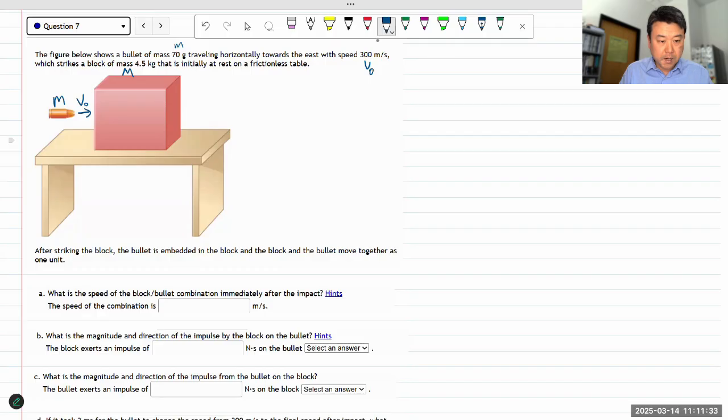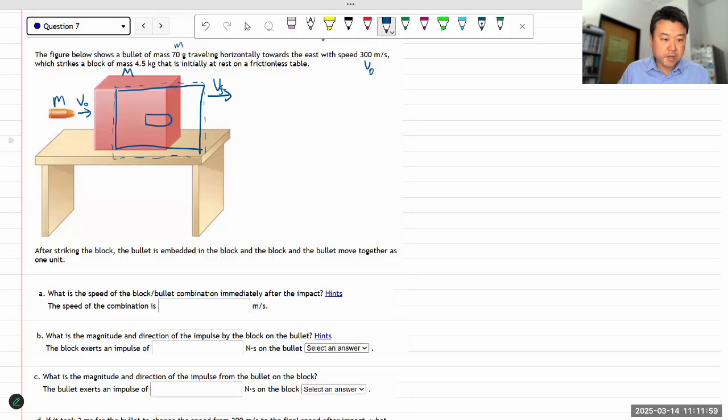After striking the block, the bullet is embedded in the block. So for the post-collision picture, what we have imagined is you have the block and you have the bullet that's been embedded, and I think they're going to be moving together at some speed of V final. So have that picture in mind.